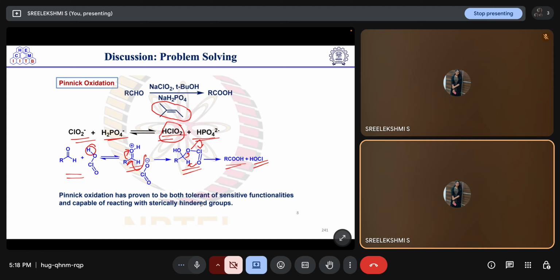Now we can see some examples of this Pinnick oxidation where the aldehyde is converted into the corresponding acid, and here, instead of 2-methyl-2-butene, H2O2 is acting as the HOCl scavenger. H2O2 will convert HOCl into HCl, H2O, and oxygen, so that side reactions will not take place. And here, as we can see, these benzyl groups are intact, ester is intact, epoxide is intact. Only the aldehyde is getting converted into the corresponding carboxylic acid.